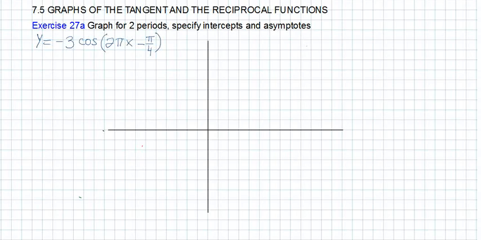Alright, so we're supposed to graph this function for 2 periods, and so let's get started. So first of all, we need the period. What is the period?